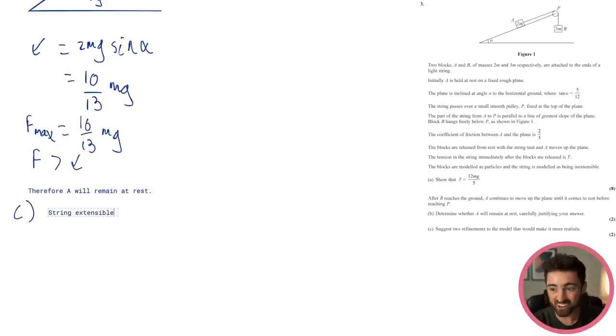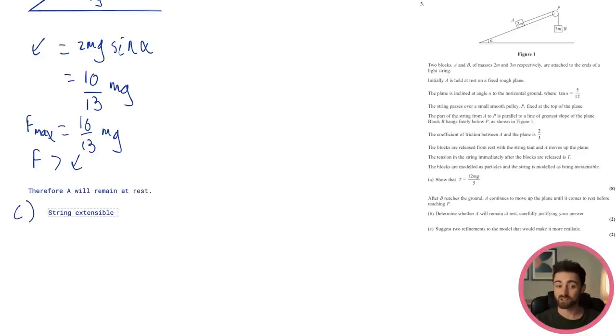So it's a good idea to actually just look at the assumptions that the questions made and say, wait a minute, wouldn't in reality those assumptions not hold? And then it'd be quite easy. So look, blocks modeled as particles, strings modeled as being inextensible. So that's something straight away, there's your answer, right? Blocks are modeled as particles.